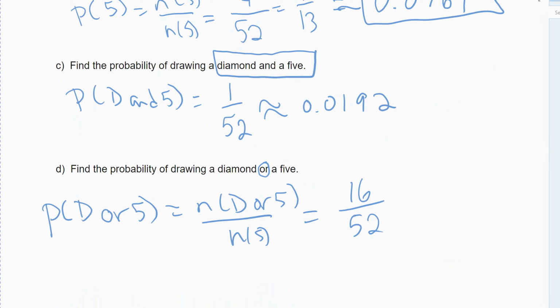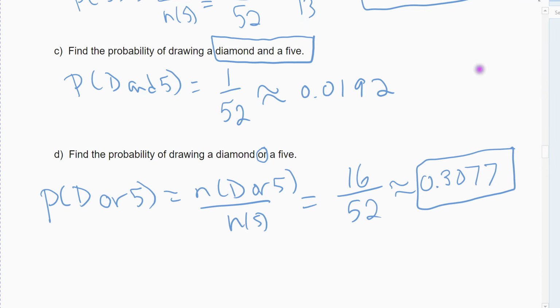a diamond one time. Alright, then the decimal approximation to that comes out 0.3077. Alright, about a little over a 30% chance of drawing a card that is either a diamond or a 5, one or the other.